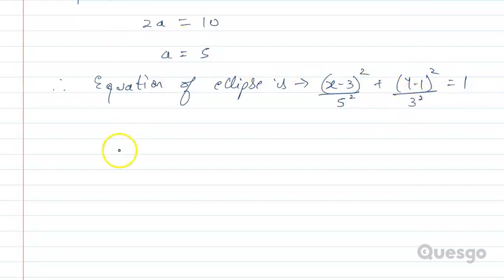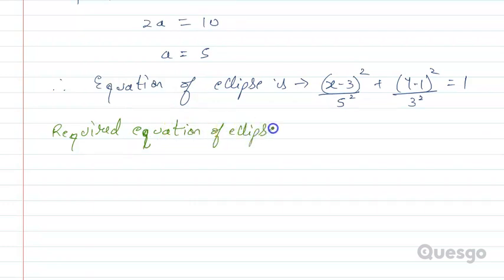So finally we can write required equation of ellipse is (x minus 3) whole square divided by 25 plus (y minus 1) whole square divided by 9. This is equal to 1.